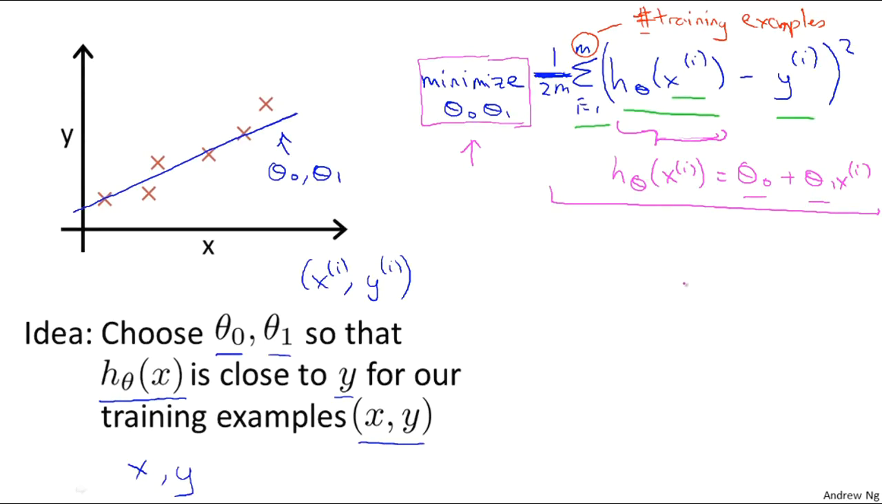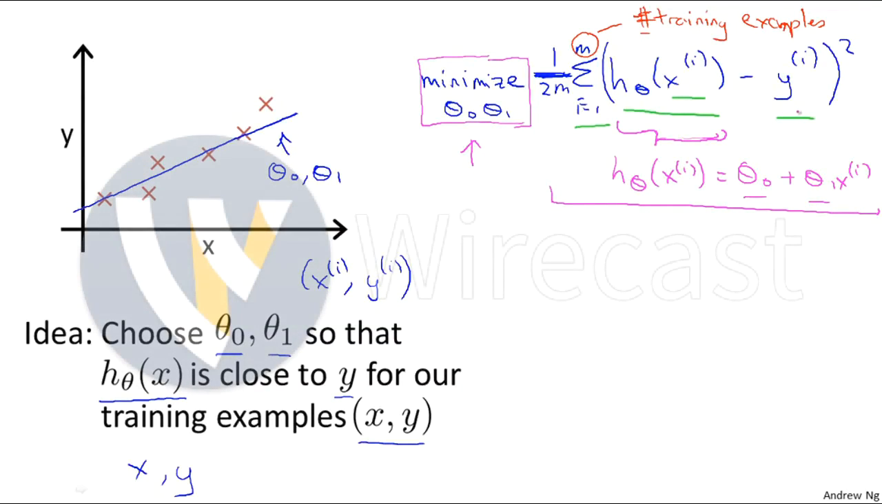Okay? So just to recap, we're posing this problem as: find me the values of theta 0 and theta 1 so that the average, or really 1 over 2m times the sum of squared errors between my predictions on the training set minus the actual values of the houses on the training set, is minimized. So this is going to be my overall objective function for linear regression.